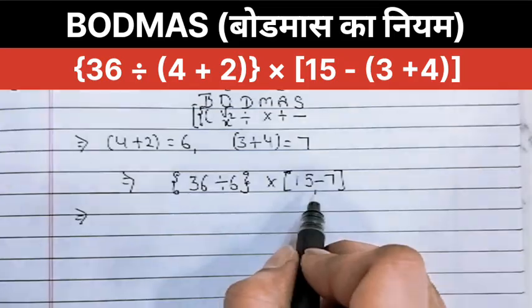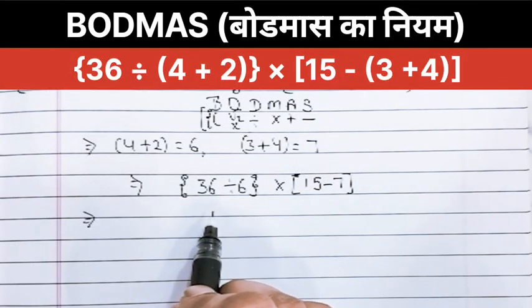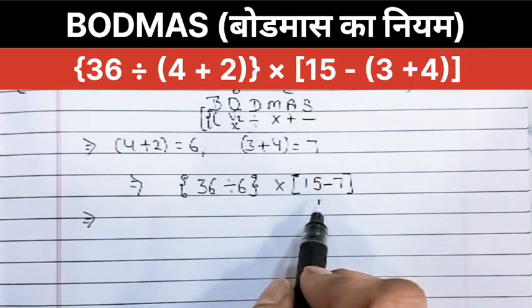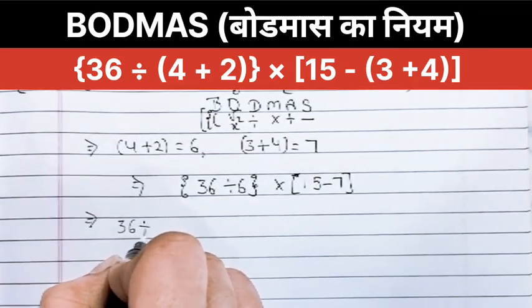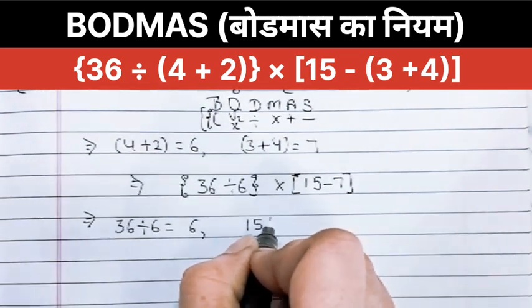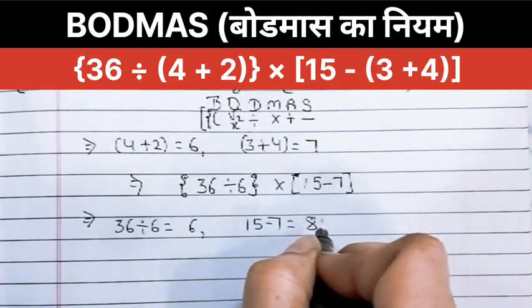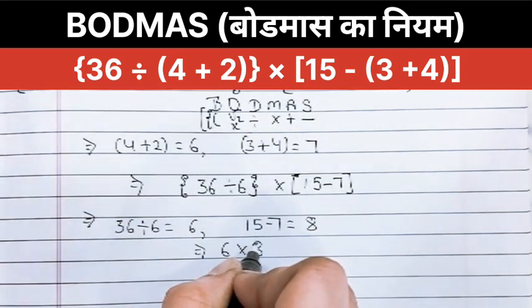So now solve for the second step. Solve the curly brackets and then square brackets. Step 2. Once the innermost parentheses are gone, we move to the next level of brackets to further reduce the expression. First we divide: 36 divided by 6 equals 6. And after, 15 minus 7 in the square bracket, subtracting, we get 8. Now the current expression becomes 6 multiplied by 8.